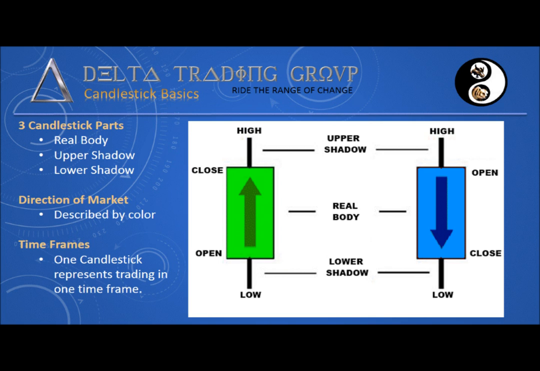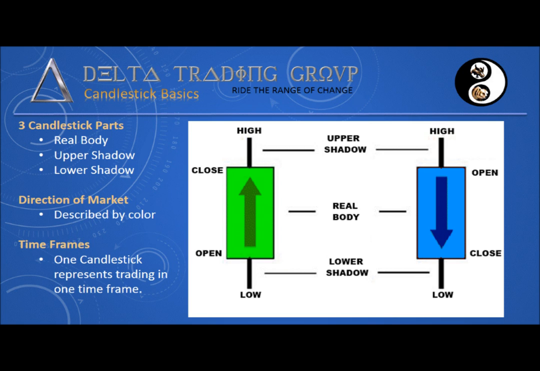Above and below the real body are the upper shadow and the lower shadow. The upper shadow represents how high the price got during that particular time frame. The lower shadow or lower wick represents how low the price got. So the very tip of the candlestick is the very highest price that it traded in that particular time frame, and the very tip of the lower shadow is what it traded at in terms of the lowest price.